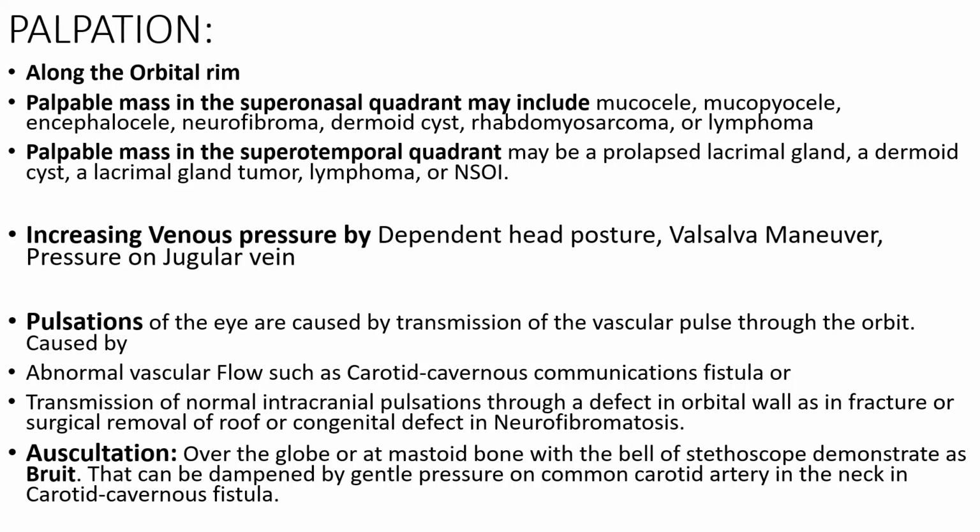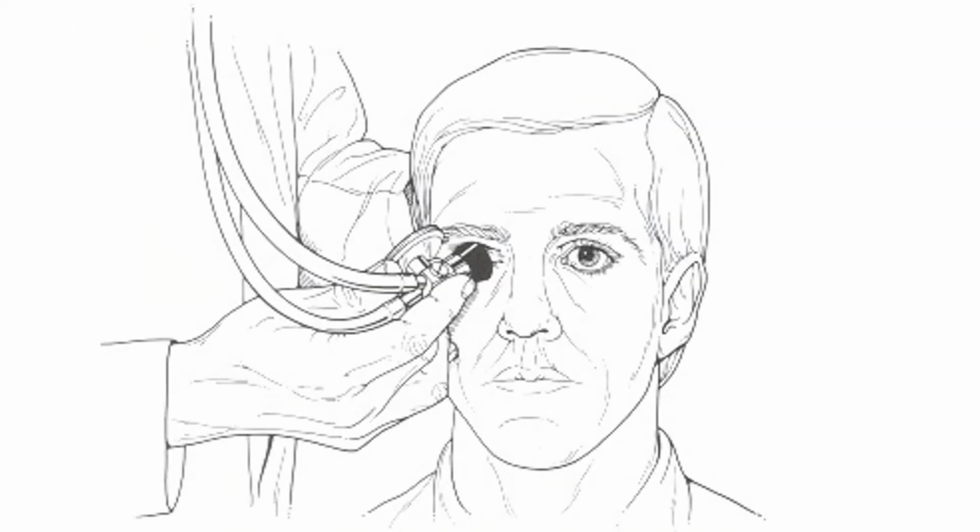We should also do auscultation over the globe or at the mastoid bone with the bell of the stethoscope, which demonstrates a bruit that can be dampened by gentle pressure on the common carotid artery in the neck in carotid cavernous fistula. This is how we can perform it with the bell. We can put the bell on the closed eyelid and we can listen to the bruit here.